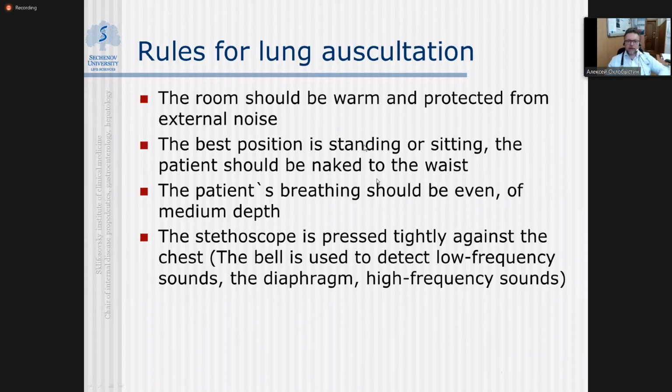In any case, definitely, the patient should be relaxed. Better if the patient will stand or sit. The patient should be naked and exposed to the waist.